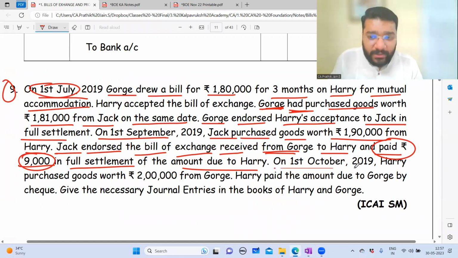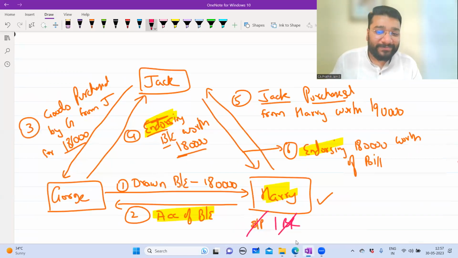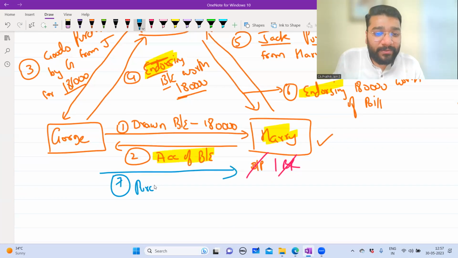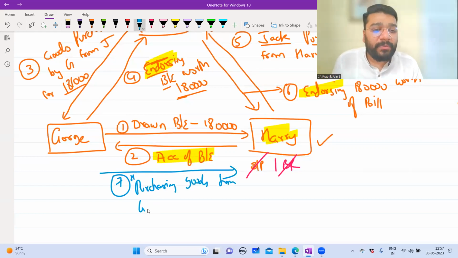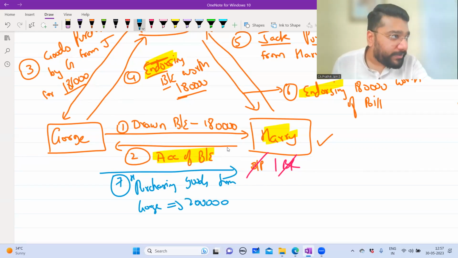Yes, sir. On 1st October 2019, Harry purchased goods for 2 lakh. They are not stopping here. Purchase is going on. Now, on 1st October 2019, Harry purchased goods for 2 lakh rupees. Now, this gentleman, the 7th transaction, is purchasing goods from Gorgi. That is, Harry is purchasing goods from Gorgi for how much? 2 lakh rupees. Correct or not correct? So Harry is buying goods for 2 lakh rupees. He has to pay how much? 2 lakh rupees.